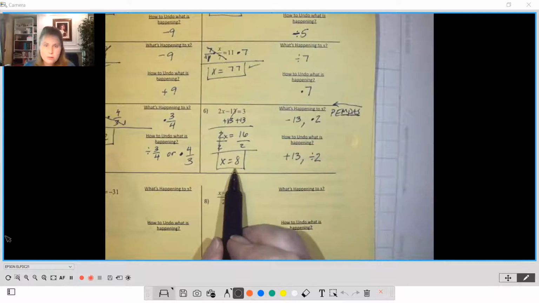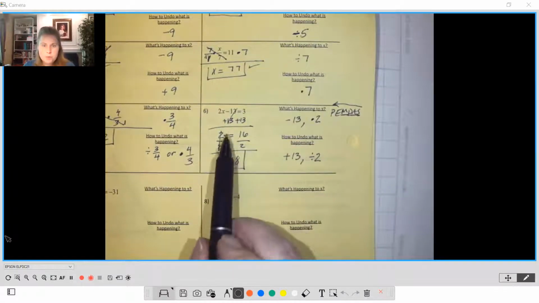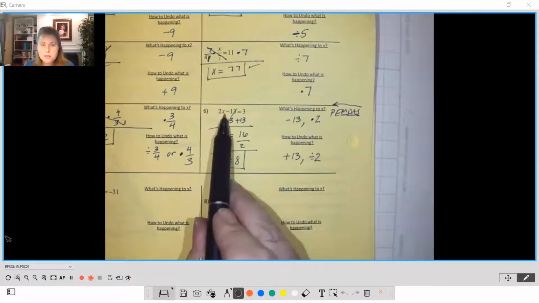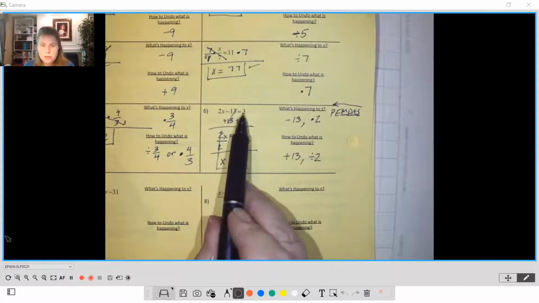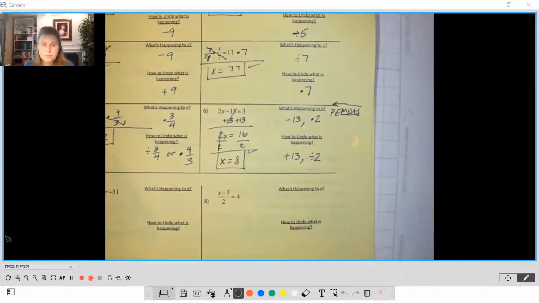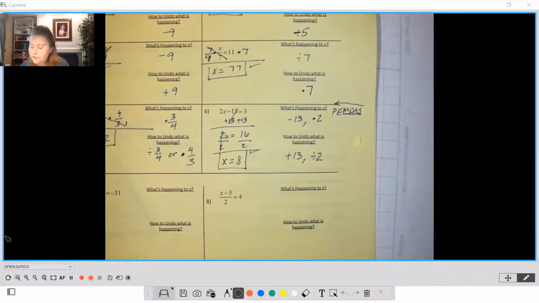I'm going to check that. I can do this with mental math. If x is 8, 2 times 8 is 16. 16 minus 13 is 3. Okay.